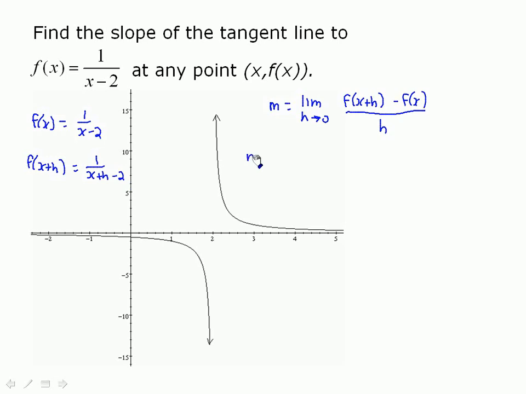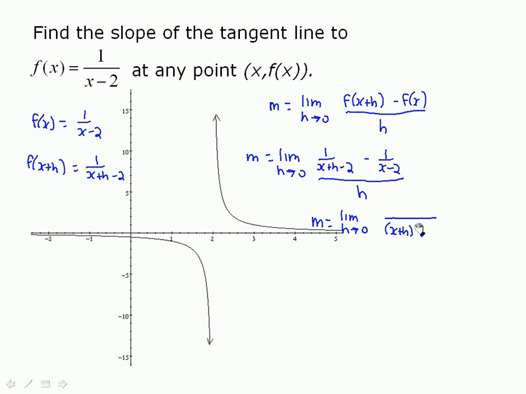So our simplification would be m is equal to the limit as h approaches 0 of 1 over x plus h minus 2 minus 1 over x minus 2, and all this is over top of h. Now we're subtracting two fractions on the numerator, and anytime you get into that unfortunate position, it means you have to get an LCD, a common denominator. So the limit as h approaches 0. Our common denominator, don't try to get too fancy with this. It's just going to be the product of the two factors, x plus h.